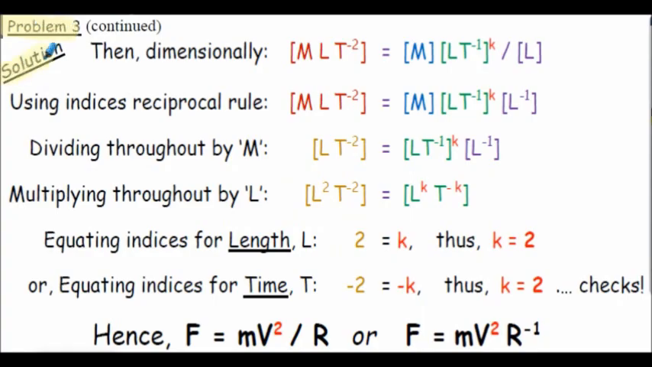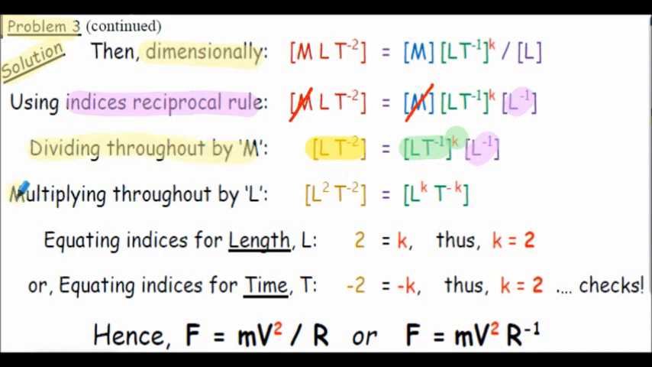Problem 3, solution continued. Just repeated this top line here from the previous slide. On the next line, I just use the indices reciprocal rule here. So instead of dividing by the length, I effectively bring it to the top line, and I multiply L to the negative 1. On the next line, I simply divided both sides by M, so M cancels here, here. So that leaves us with now LT negative 2 on the left hand side, and the LT negative 1 to the power K, multiplied by L negative 1 on the right hand side. So that was dividing throughout by M.